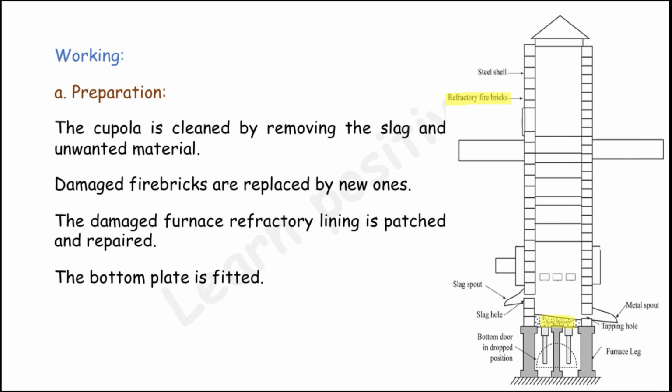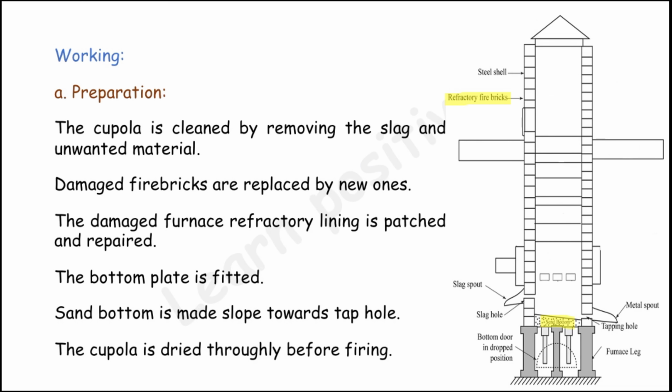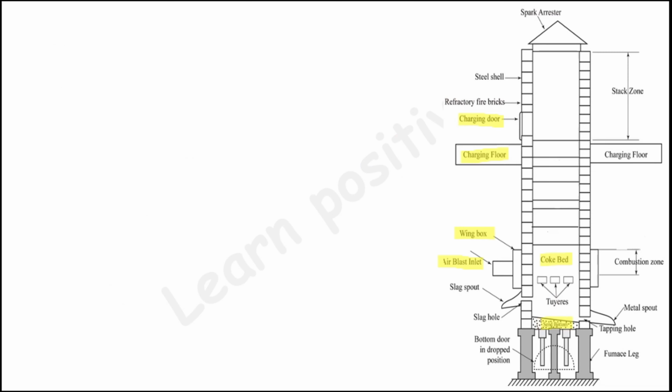The bottom plate is fitted to create the sand bed on it, and the sand bottom is made sloped towards the tap holes to collect the molten metal. The Cupola is dried thoroughly before firing, because if any water moisture is inside the furnace, it will not get heated. And the next one is firing.